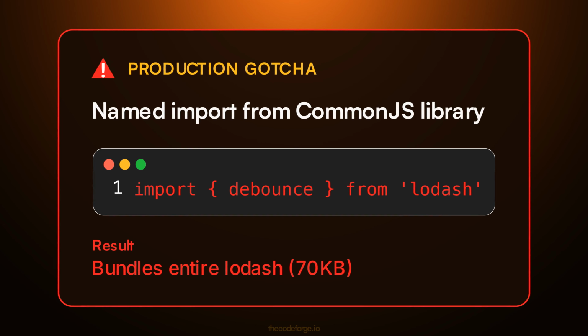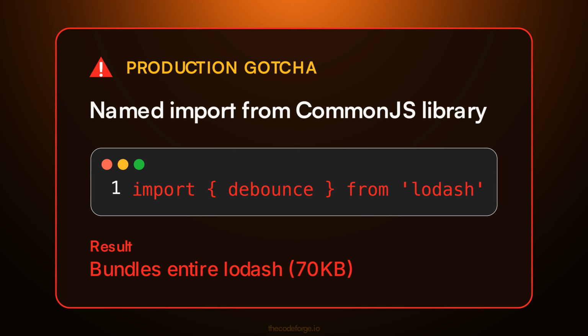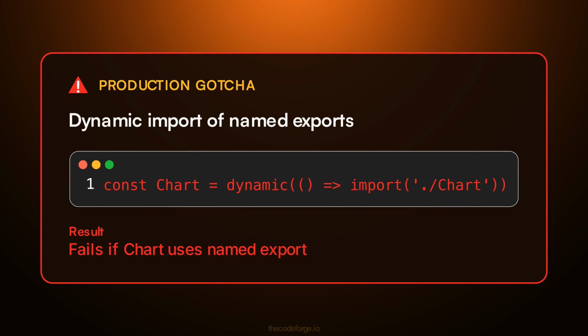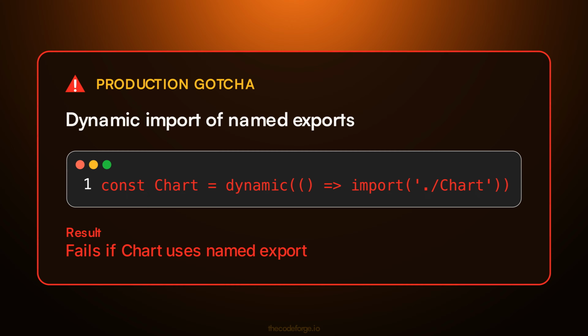This is the exact line that caused the incident. Named imports from CommonJS packages do not tree shake. The entire module is bundled regardless of what you import. Always use direct path imports for CommonJS libraries. Dynamic import expects a default export. If your component uses a named export, wrap it: import('./chart').then(m => ({ default: m.RevenueChart })).